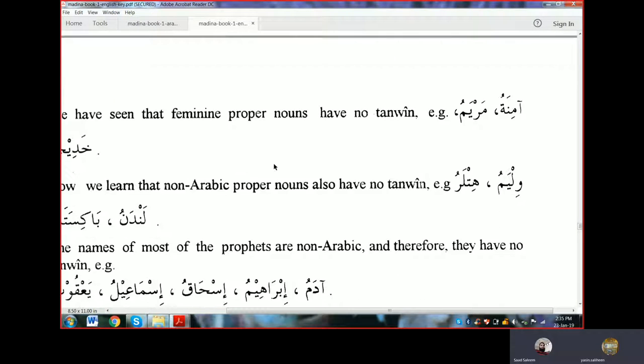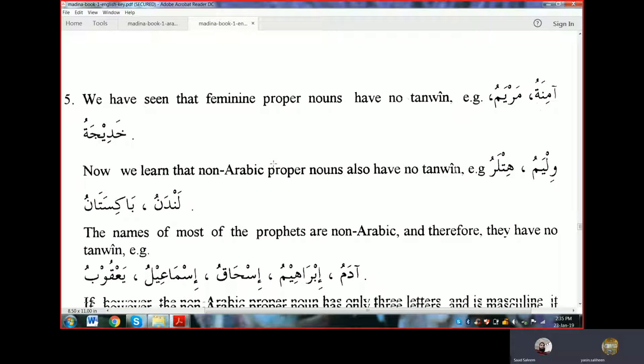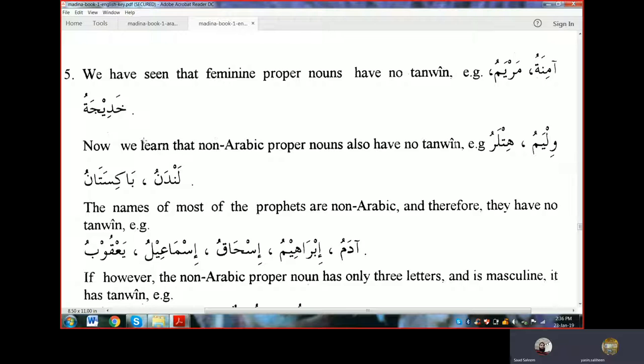We have seen that feminine proper nouns have no tanwin: Maryamu, Aminatu, Khadijatu. Now we learn that non-Arabic proper nouns also have no tanwin. For example, Hitlaru, Hitler of Germany.